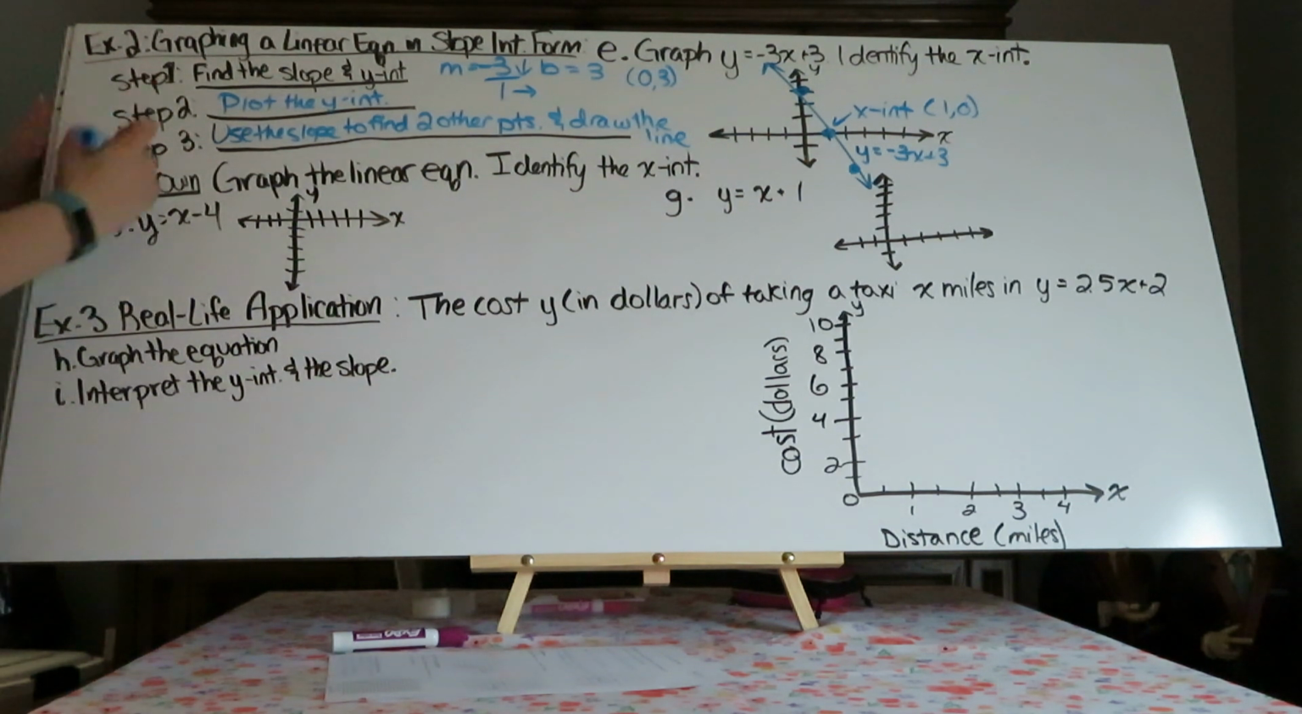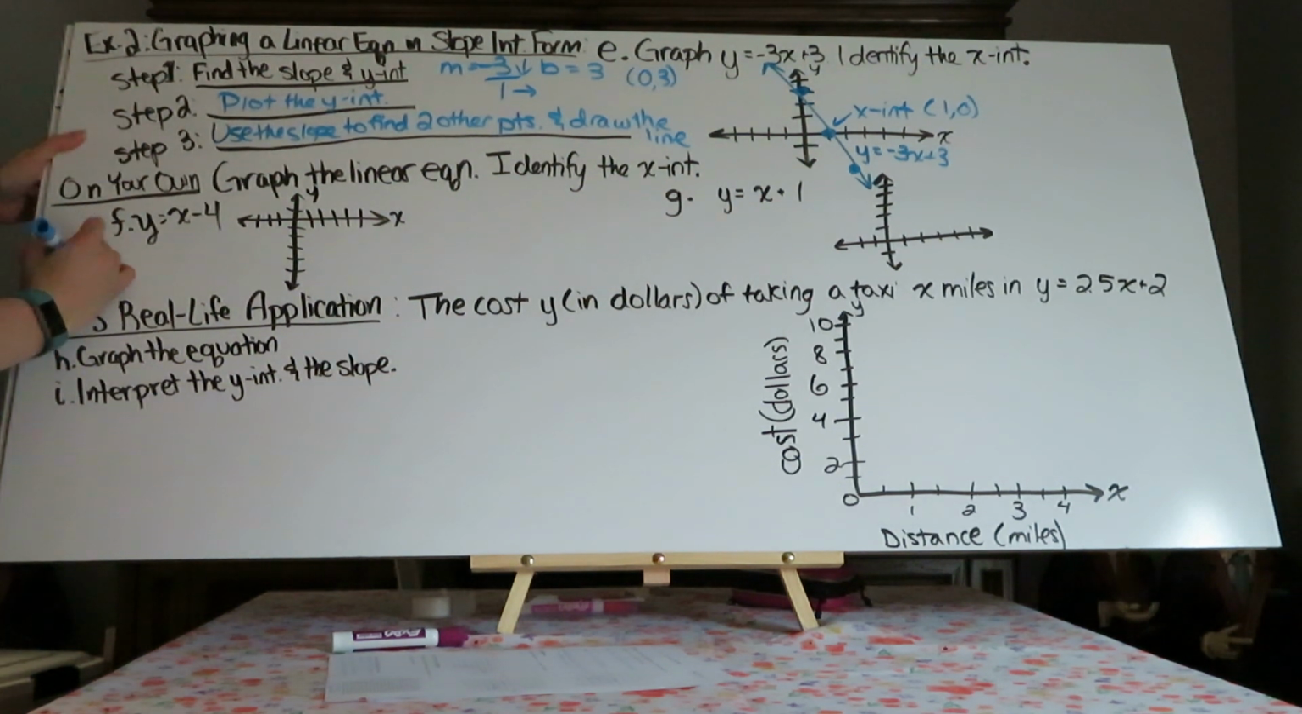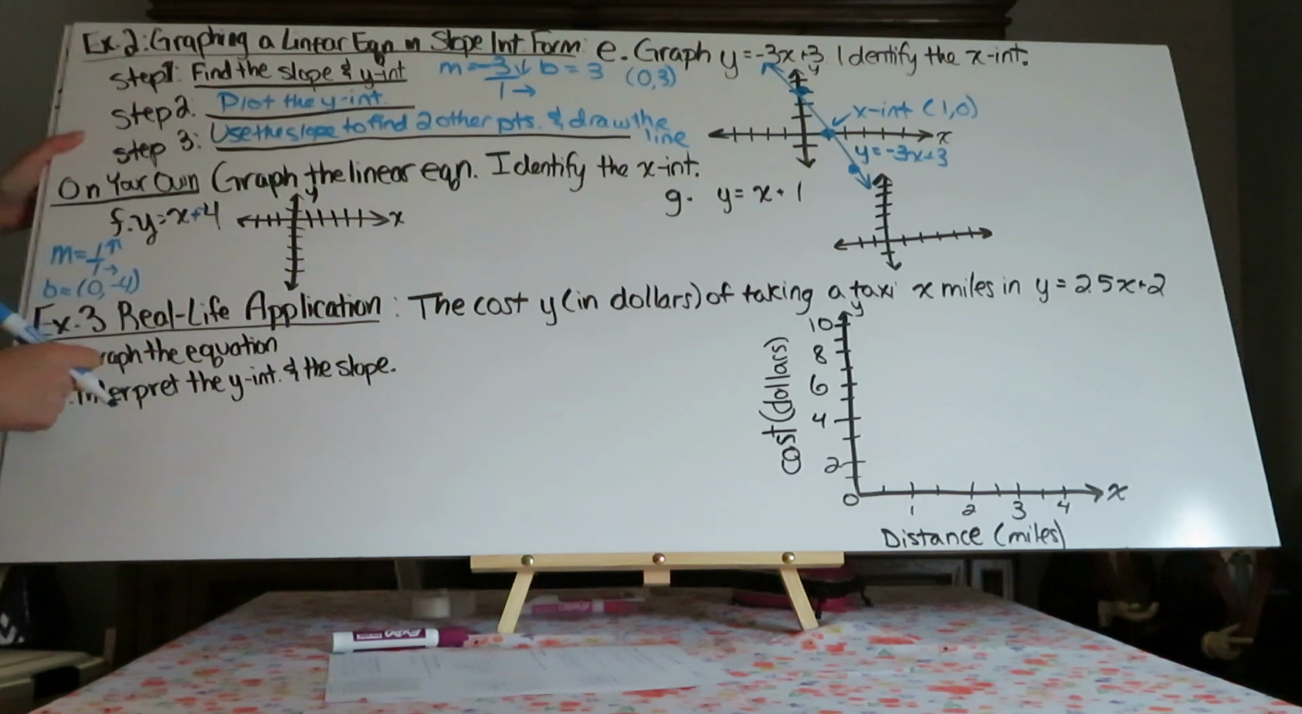All right, so step 1, find the slope and the y-intercept. Our slope is 1 divided by 1. So that means we'll go up 1 to the right 1. And then our b is going to be, well, I had the opposite, (0, -4). So I put it as an ordered pair.